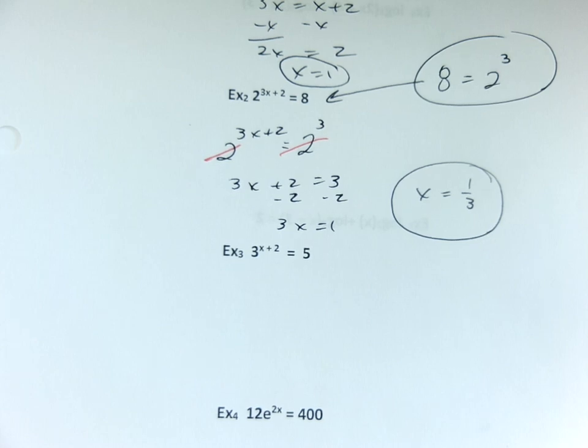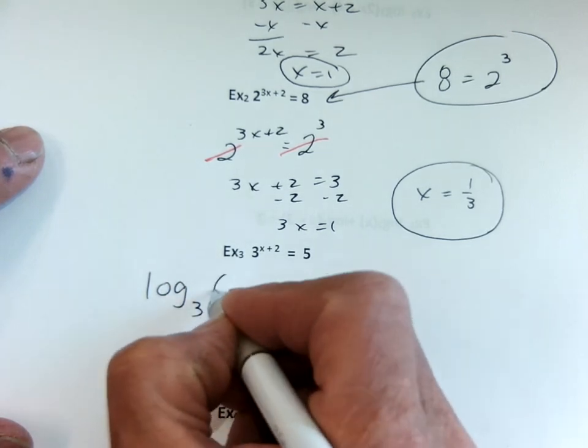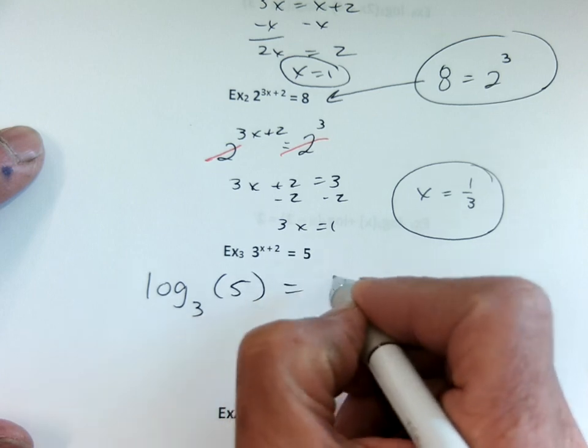But example 3, you cannot make them into the same base. So we're going to use logarithms. Whenever you want to solve for an exponent, you need to use logarithms. So I'm going to change it from exponential form into log form. Okay? So let's rewrite it. So we rewrite this problem as log base 3 of 5 equals x plus 2.